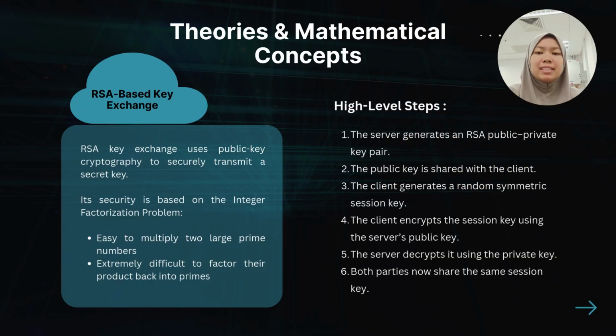Unlike Diffie-Hellman and ECDH, RSA does not perform key agreement. Instead, it performs key transport. In this process, the server shares its public key. The client encrypts a randomly generated session key using that public key, and only the server can decrypt it using its private key. While RSA provides authentication and is conceptually simple, it is computationally heavier and does not offer forward secrecy, which makes it less preferred in modern secure communication systems.